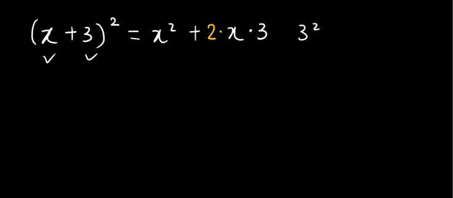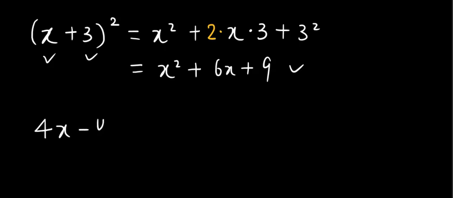Next term, 3. Let's organize it. We have x squared, 2 times 3, 6x, and plus 9. We're done here. What if it's a subtraction? Let's try subtraction. We have 4x minus y.